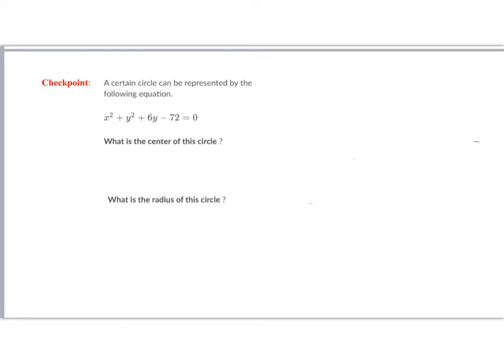Nobody's got the center and the radius yet? Oh, Lindsay. Anybody get anything different?